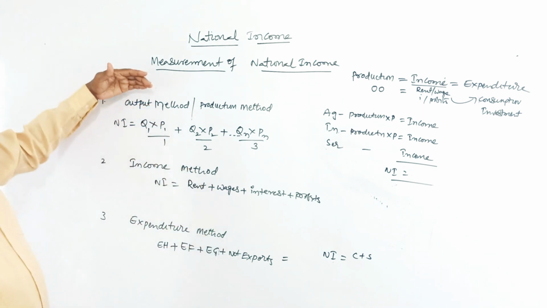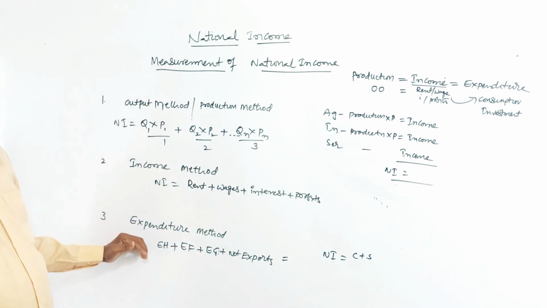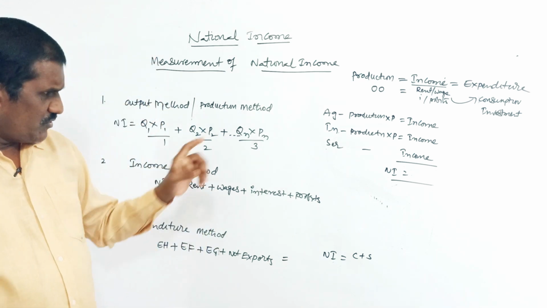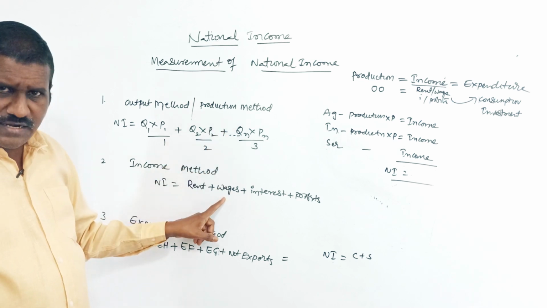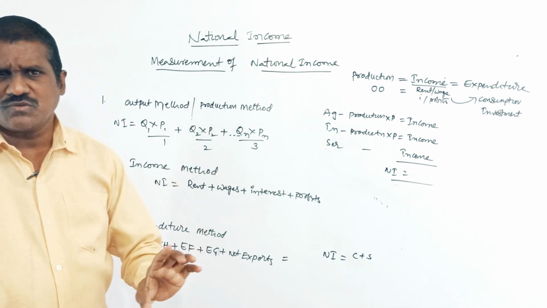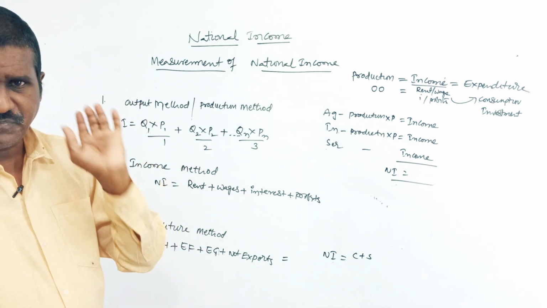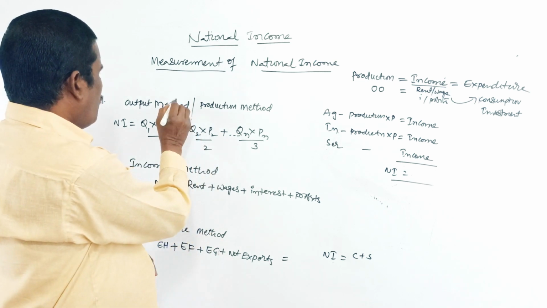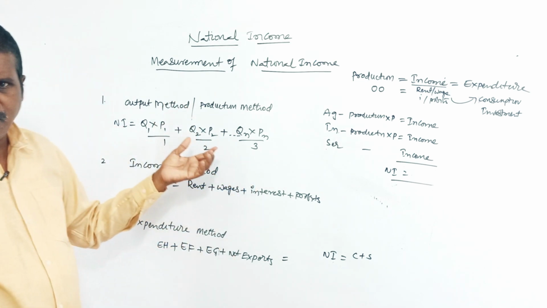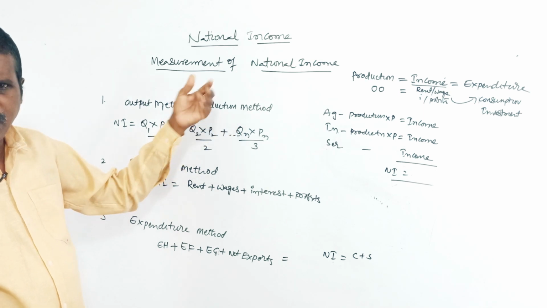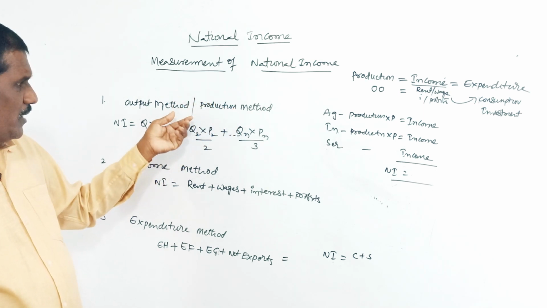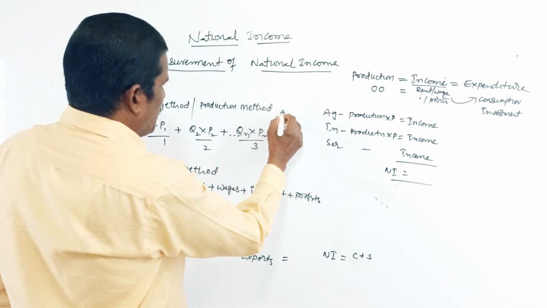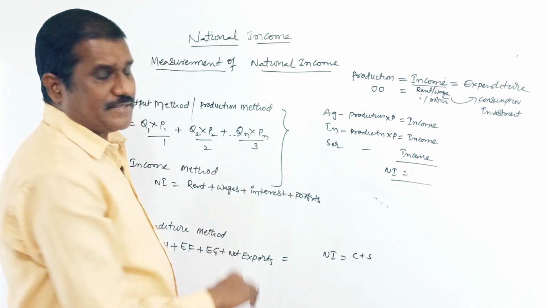So first method, second method, third method. Each and every method will give us the same result. If you take the first one, or the second or third, any method you can use, the result will be the same. Okay, so throughout the world, countries are following their favorable methods. But India particularly has introduced the output method and income method.